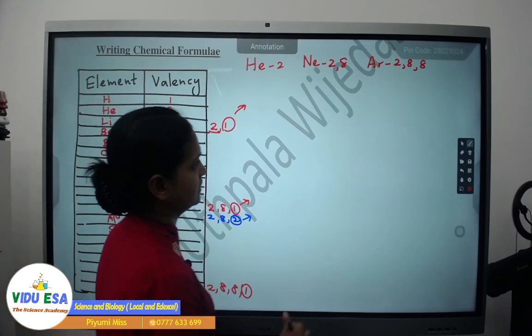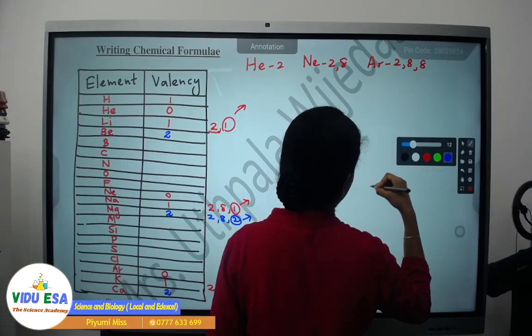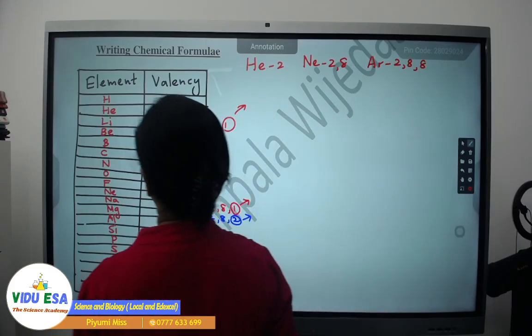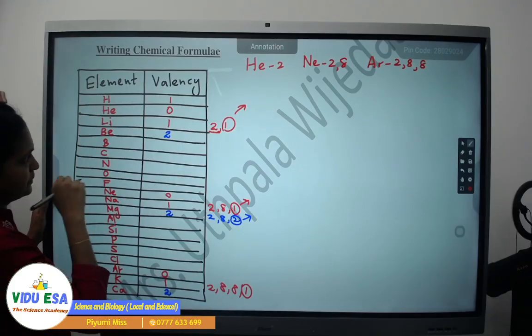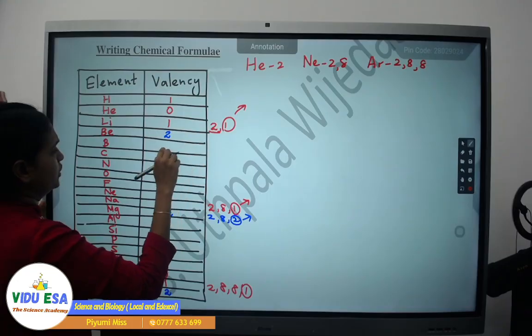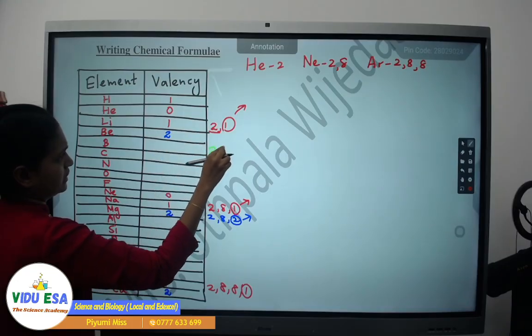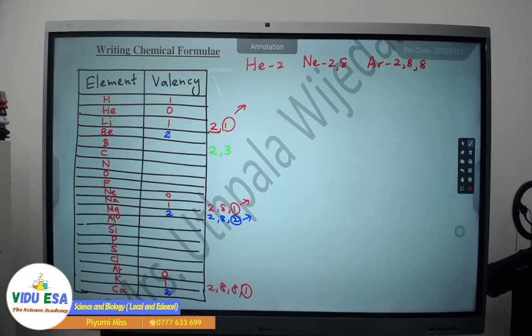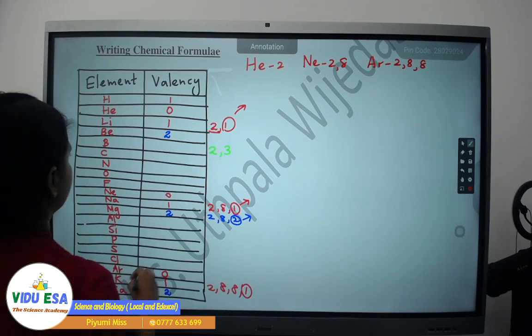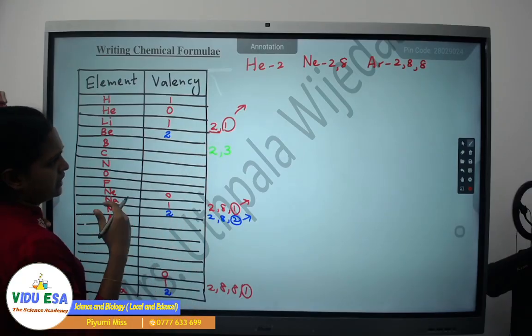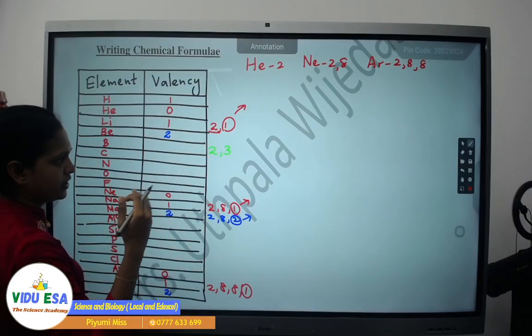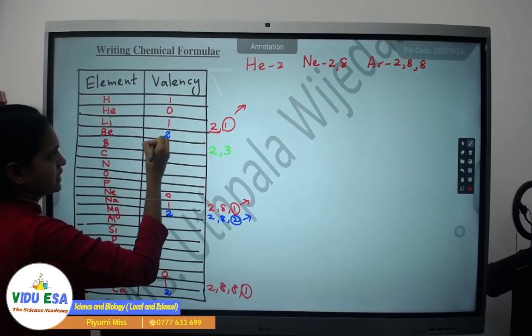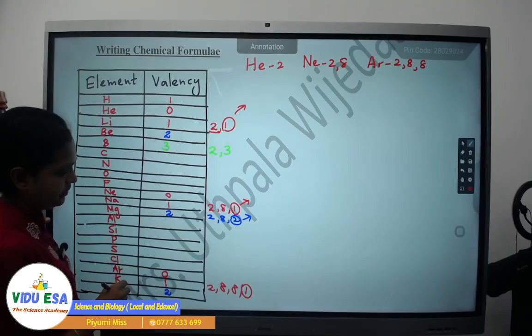Then group 3 elements. Boron. The electronic configuration is 2,3. 2,3 means the atomic number is 5. So it can either keep these 3 electrons in common, or it can remove these 3 electrons and become stable. Therefore, its valency is 3.